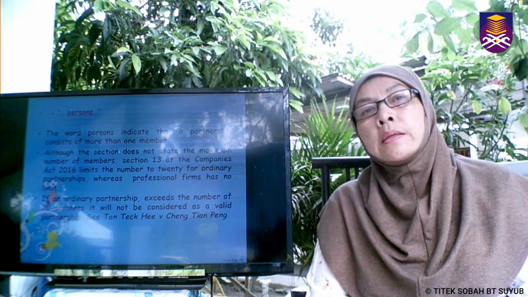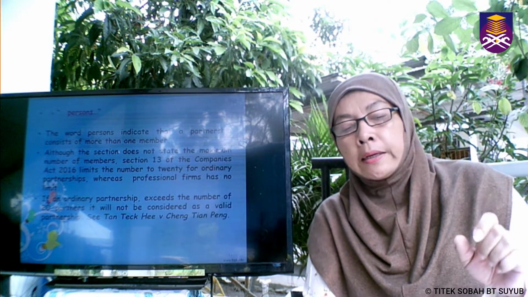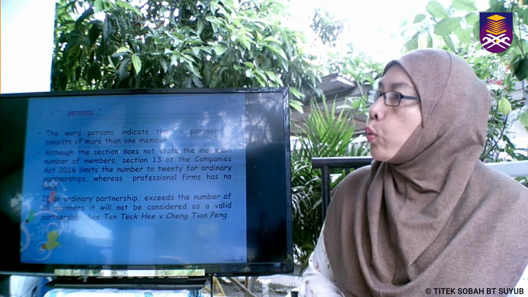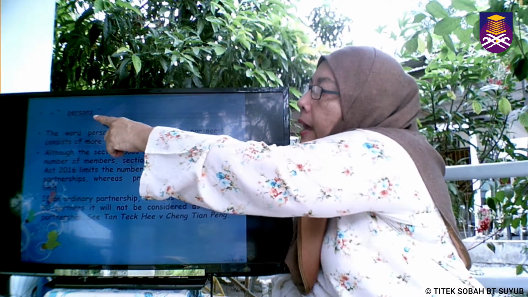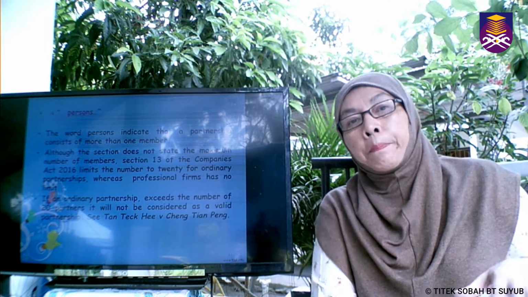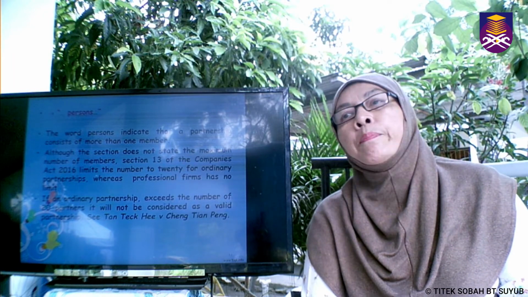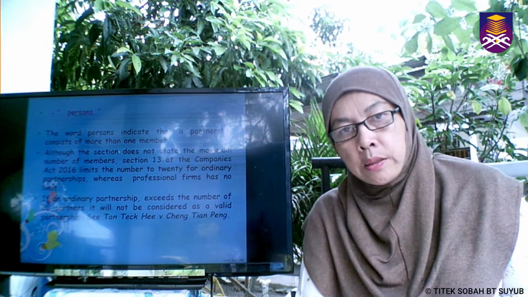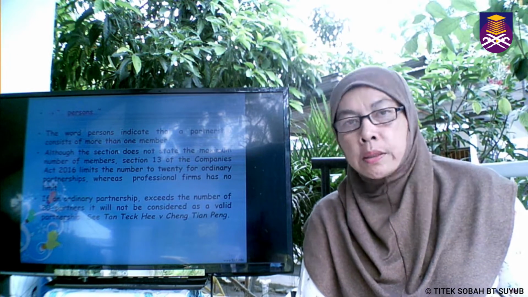And then just now under section 3, I have underlined the word persons. If you see the word persons, meaning there is more than one person. So that's why we said that to form a partnership, there must be more than one person. The minimum number is 2 persons.